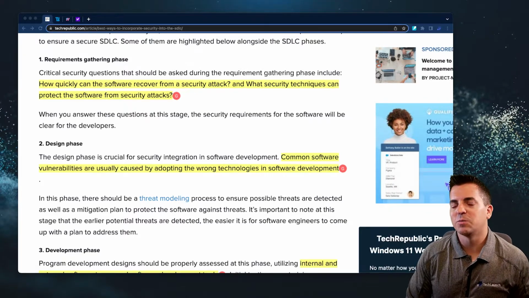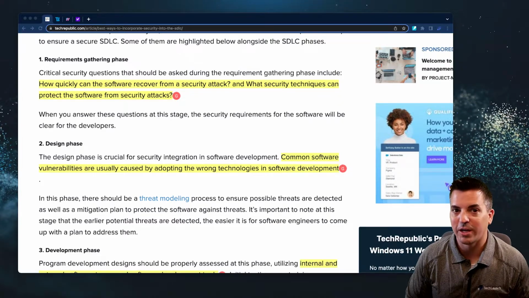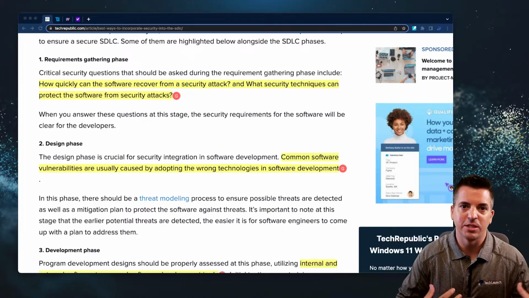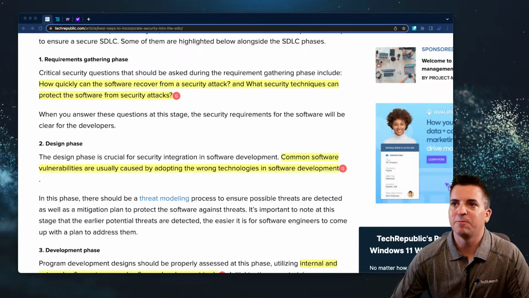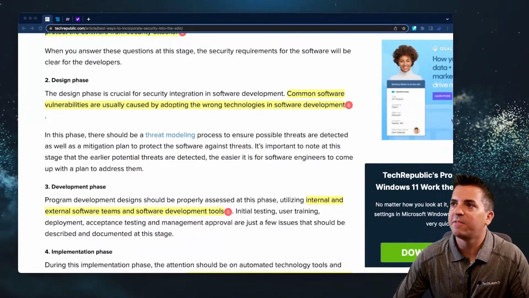Really simple questions, but if you get firm answers to these types of questions, and these specific ones are great, then it can really transform the way the entire organization and that particular team is implementing this SDLC. That's just one example. You can go on and see some more during the design phase.